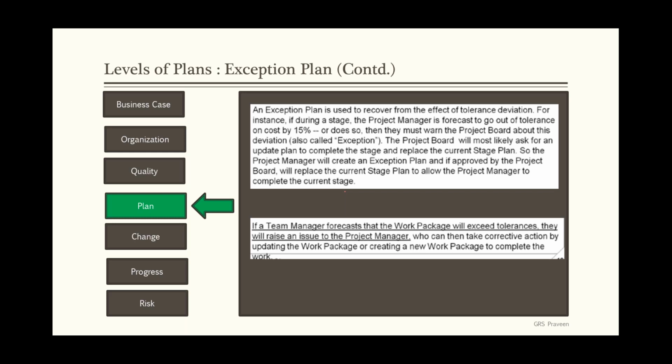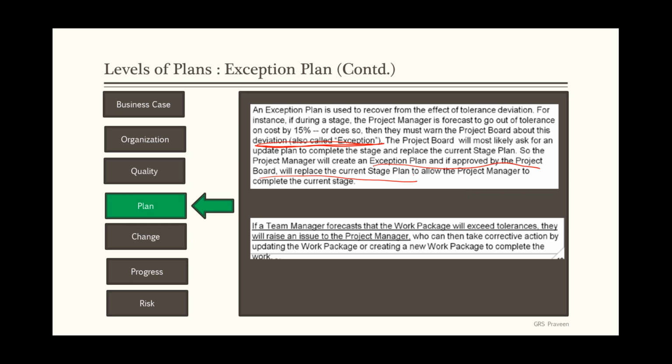For instance, during a stage, the project manager forecasts to go beyond the tolerance on cost by 15%. Then they must warn the project board about the deviation. That deviation is called an exception, right? So the project board will mostly ask to update the plan, complete the stage and replace the current stage plan. So the project manager will create an exception plan, and if it is approved by the project board, it will replace the stage plan, which is typically used by the project manager to complete that particular stage.